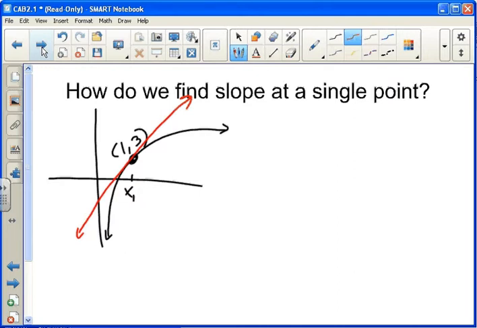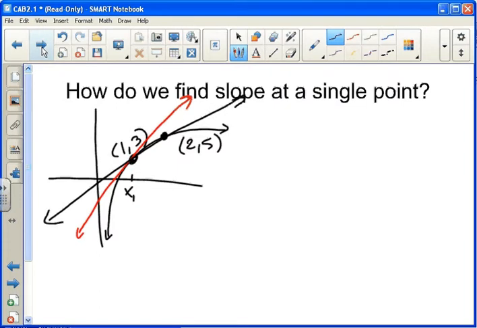They said, okay, how about we go ahead and use 2 points? Here's the point 1, 3. Why don't we mark the point at 2, 5, and then draw a line through those 2 points. So this is not a tangent line. It's actually called a secant line when it hits 2 points.